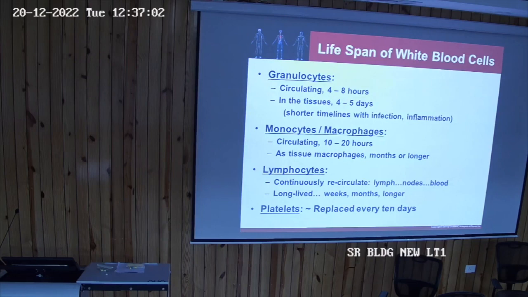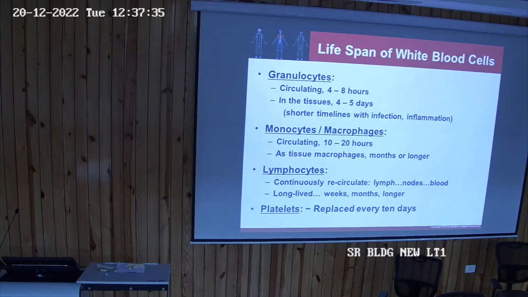Granulocytes in circulation have a lifespan of 4 to 8 hours, and in the tissue when they reach it, it is different. This is the study of granulocytes; we are not talking of monocytes. For granulocytes, in the circulating pool it is 4 to 8 hours. When they are present in the tissue, it is 4 to 5 days, with a shorter timeline in infection and inflammation. Monocytes or macrophages: circulating lifespan is 10 to 20 hours, and when present in the tissue, months or maybe longer.